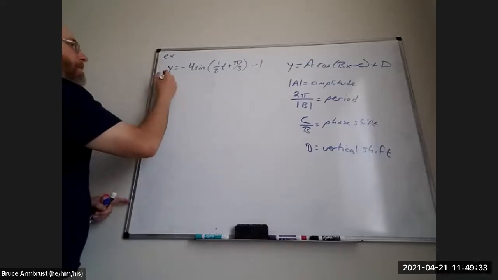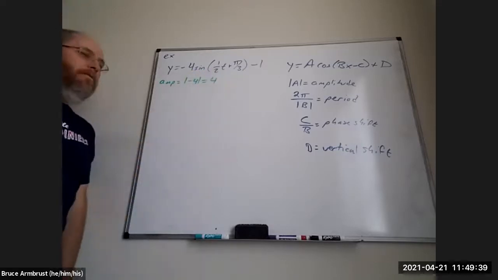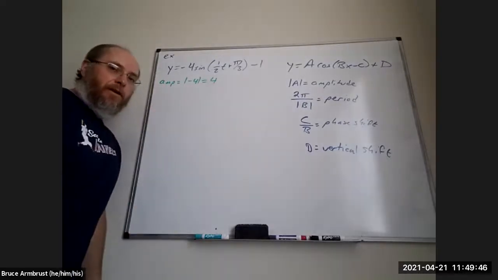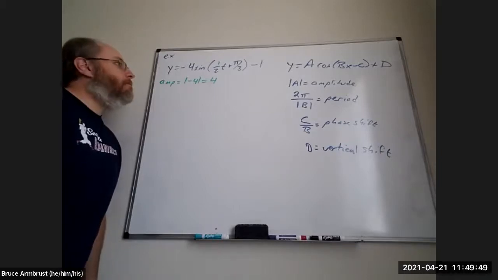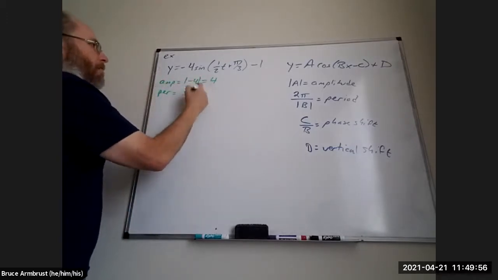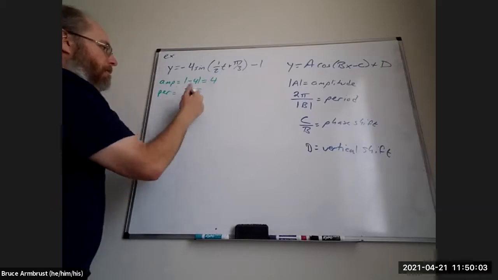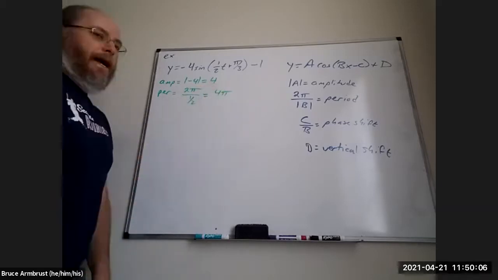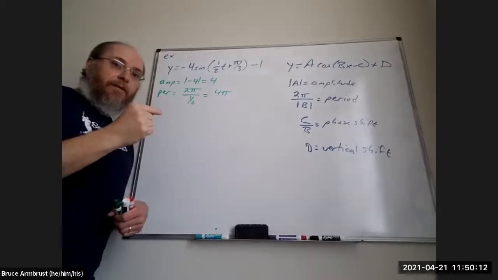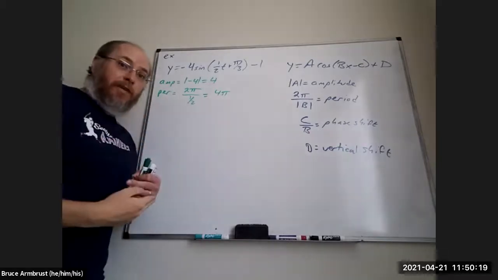Okay, so we're going to start with the amplitude. The amplitude is going to be the absolute value of negative 4, which is 4. So this means from the midline, we're going to go up 4 and we're going to go down 4 to get our maxima and our minima, respectively. Okay, the period is going to be 2 pi over the absolute value of 1/2, but since it's positive, we don't have to worry about the absolute value. 2 pi over 1/2 is 4 pi. So now this is going to take 4 pi for it to repeat. Right? So if we've got a peak, we have to go 4 pi over until we run into the next peak. So we've stretched it out horizontally.